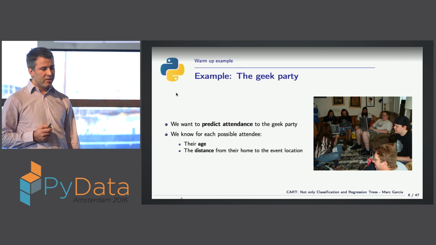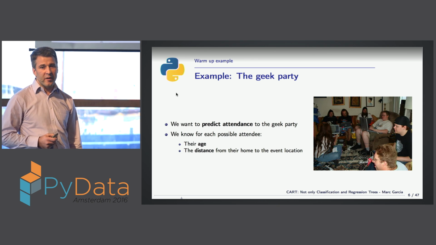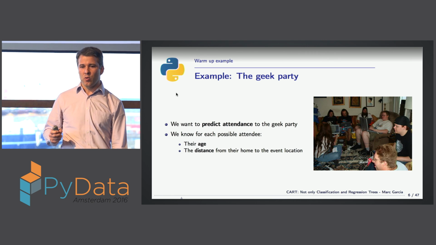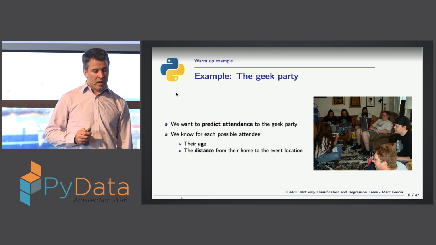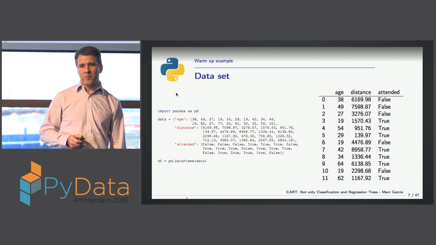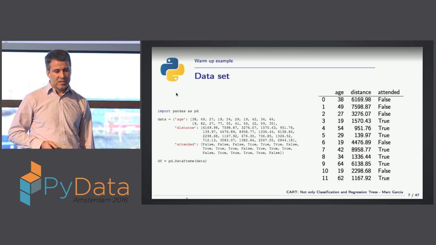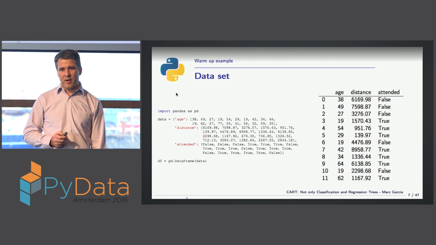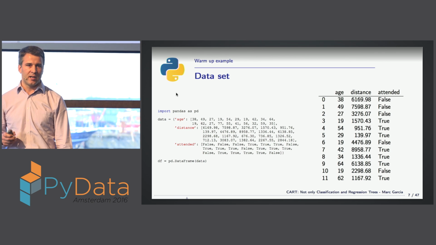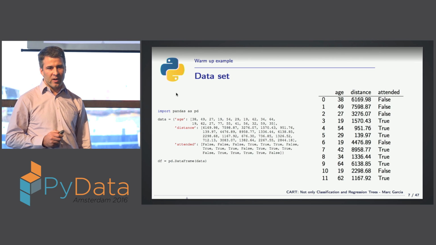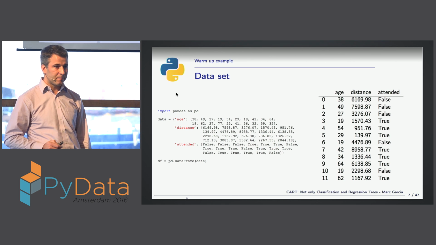All I ask the people who want to come is their age and the distance from their place to my place. OK, and I basically got some historical information on past events. So it's nothing really fancy, it's just a data set, 2 variables. It's really simple to make sure that we don't need to take a lot of time understanding the example and we can focus on decision trees.